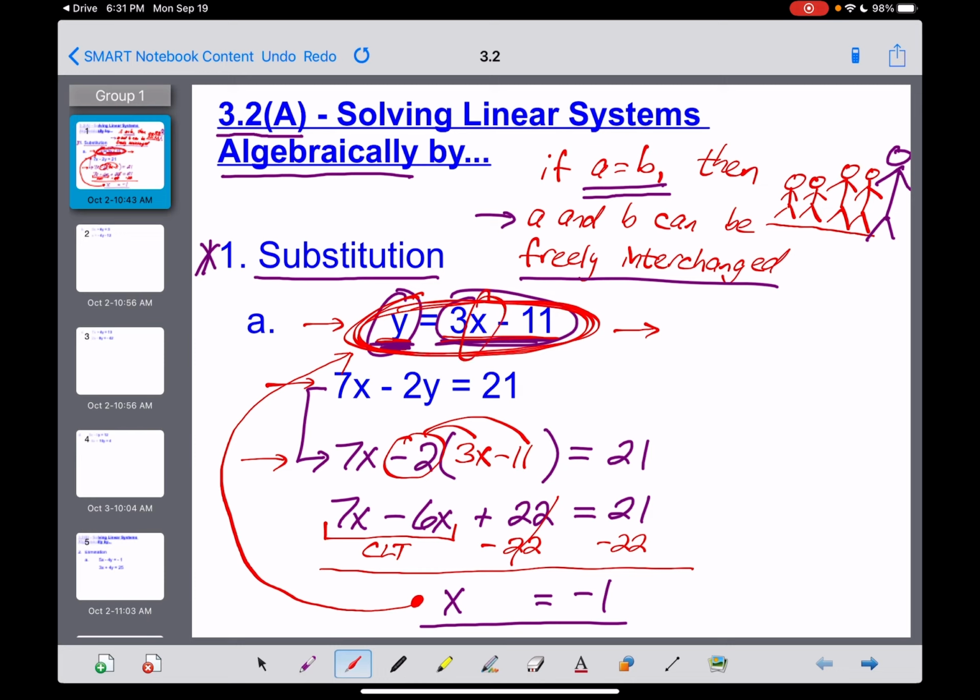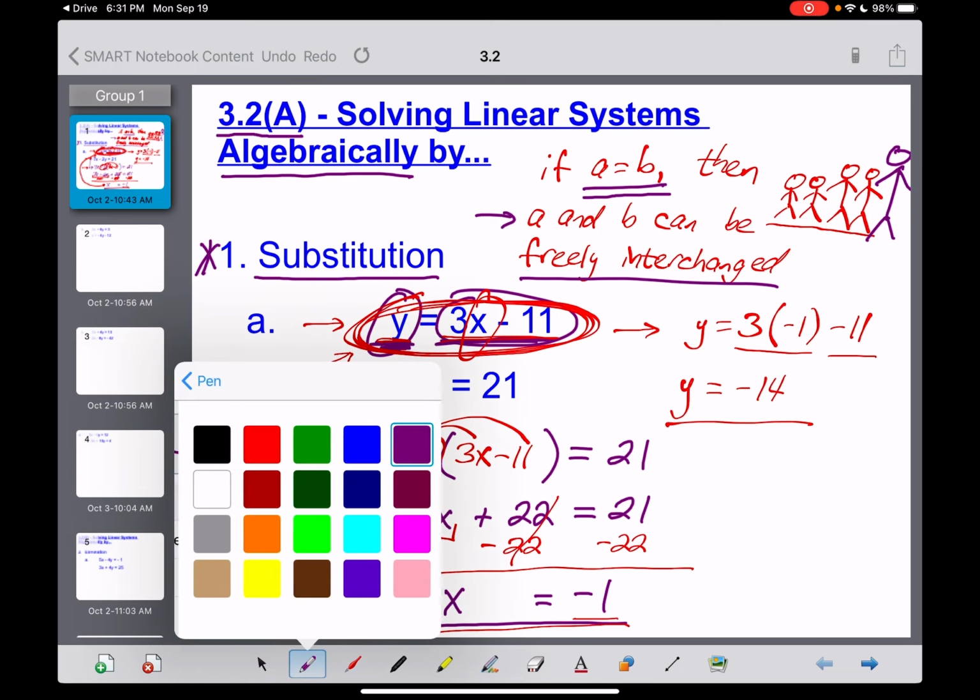Now we're going to take out this x and replace it with negative 1. So y is equal to 3 times, instead of an x, we now know that x is equal to negative 1, and then minus 11 at the end. So we'll substitute that into the equation. And what do we get here, guys? 3 times negative 1 is negative 3, and negative 3 minus 11 is negative 14. So now we know the y value going along with this x value.